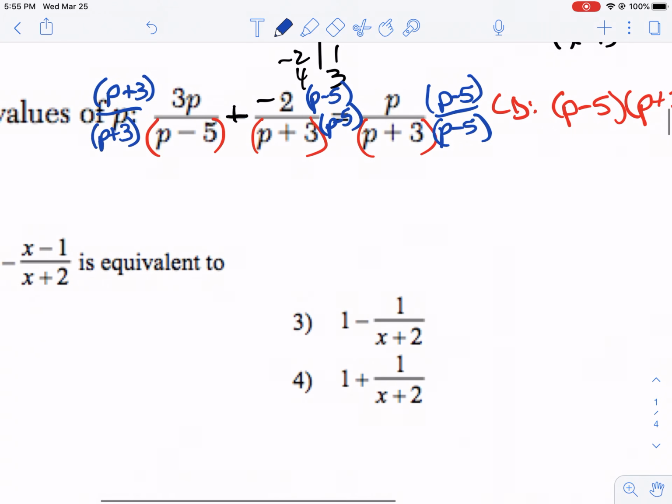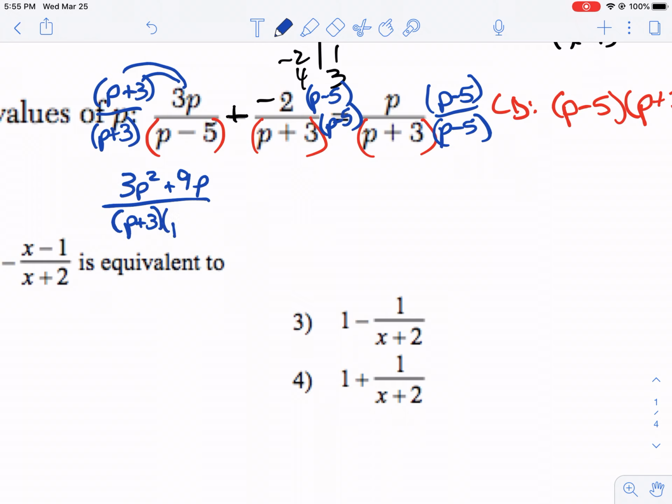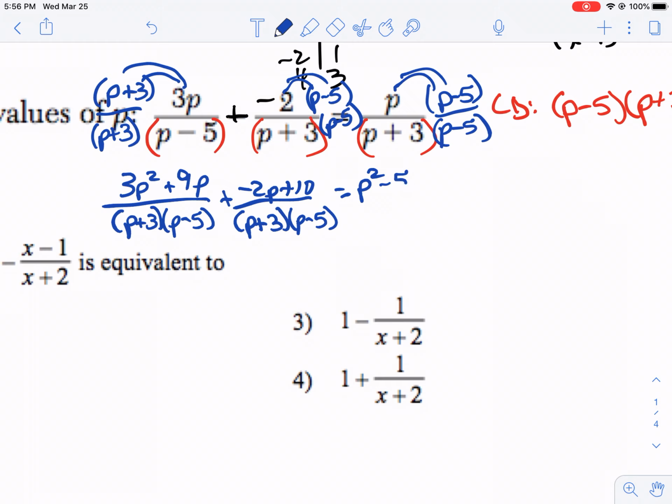Alright, so now we need to do the multiplying, or at least the numerators. So I'm going to distribute the 3p. That gives me 3p squared plus 9p over the common denominator. Plus, distribute my -2, I get -2p plus 10 over my common denominator. And distribute the p. P squared minus 5p all over p plus 3, p minus 5.